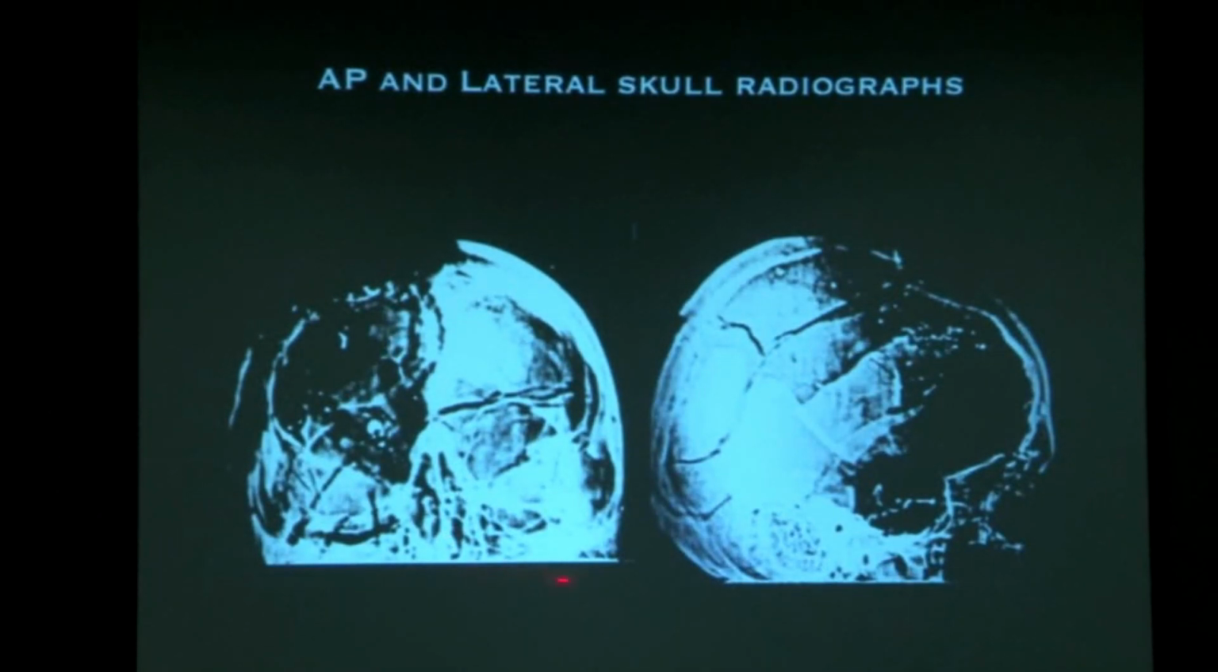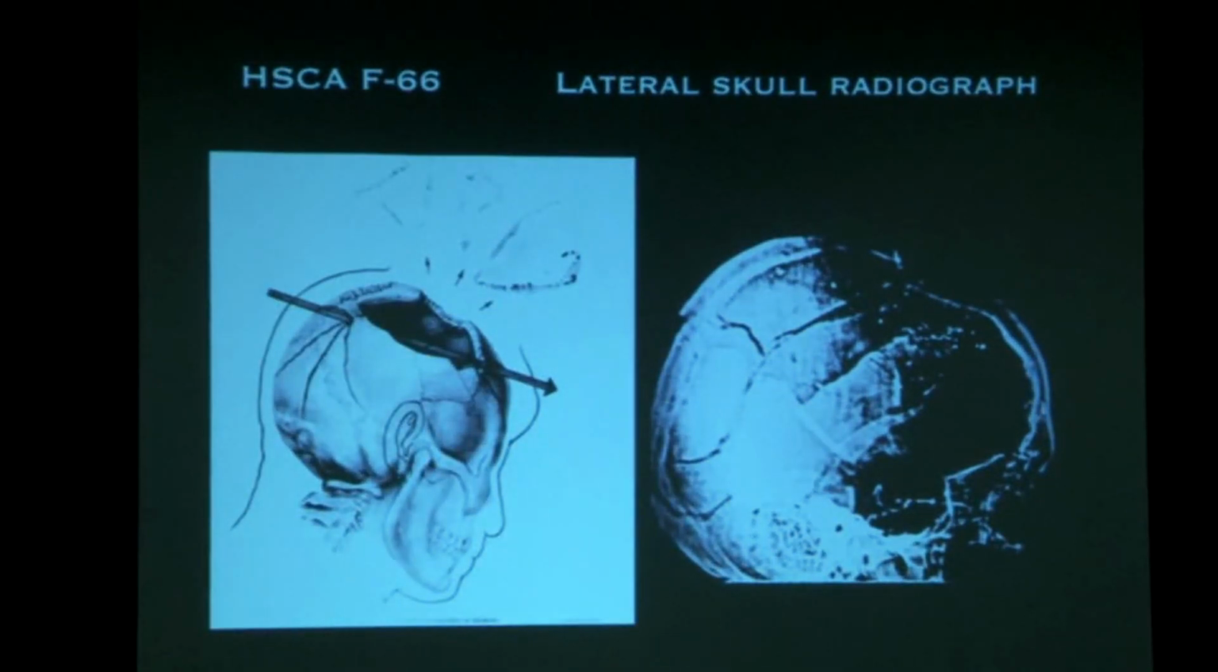Here are the AP and lateral views of the skull taken post-mortem at the autopsy room. These show in detail the amount of bone which is missing and the fracture pattern in the skull. Half a dozen board-certified radiologists have reviewed the x-rays, and none have noted any significant amount of occipital bone missing.